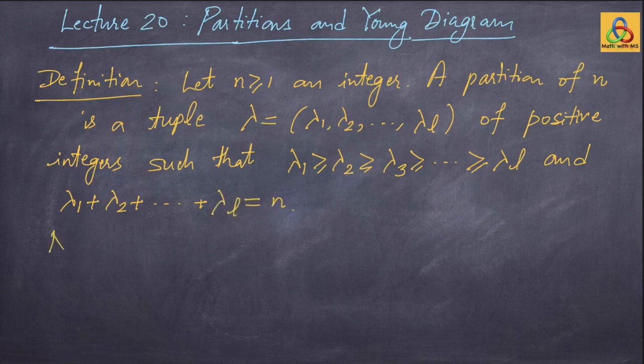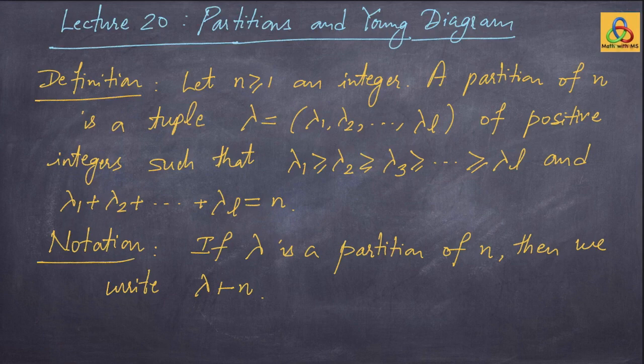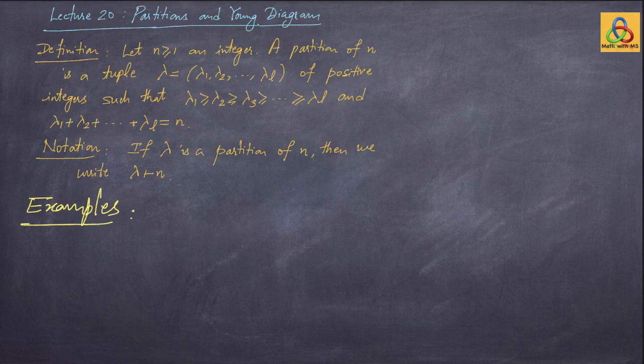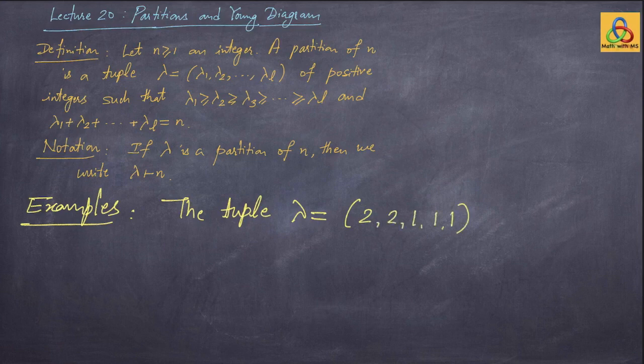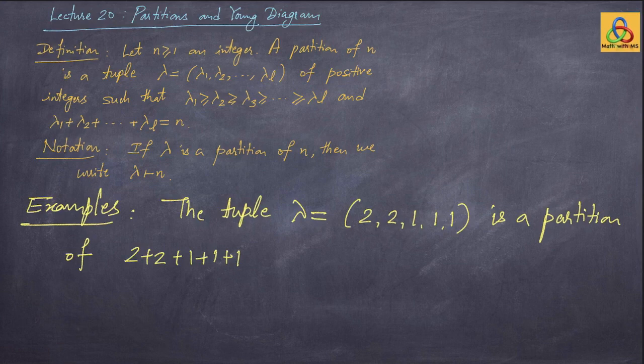So let us set one notation. We use this notation to denote that lambda is a partition of n. Let us see some examples. The tuple lambda equals 2, 2, 1, 1, 1 is a partition of 2 plus 2 plus 1 plus 1 plus 1, that is 7, so it is a partition of 7. Take lambda prime to be, let us say, 6 comma 1. This is a partition of 7.